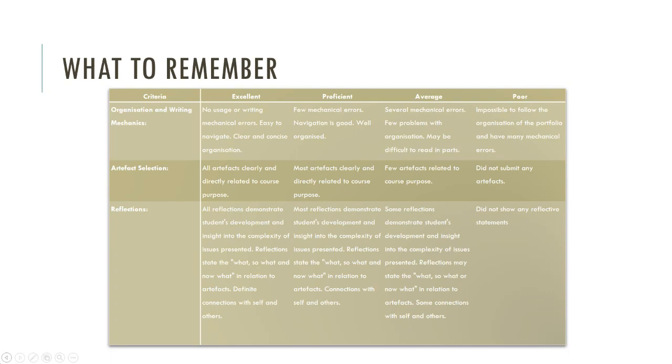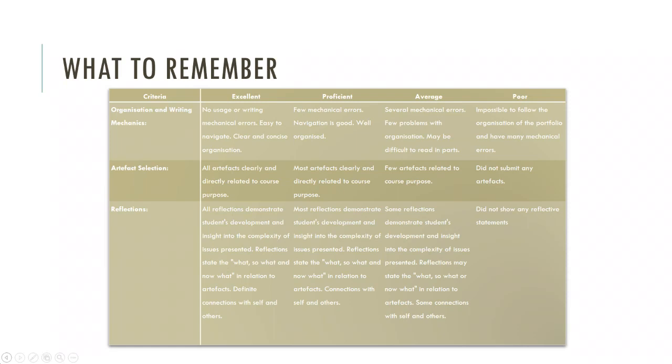More often than not, apart from the criteria and proficiency levels, each proficiency level will also be allocated a grade. So it's important for you to identify, when you evaluate your portfolio against the rubric, that you have a fair idea in terms of where you would fit in terms of these different categories. So it could, for example, be organization and writing mechanics, artifact selection, as well as reflections. It could be even more nuanced than this.